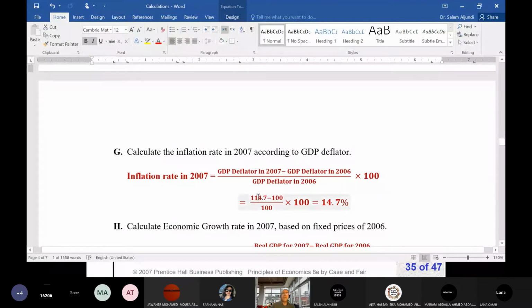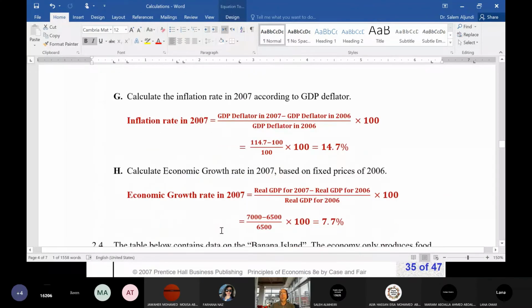Okay, what is the GDP deflator in 2007? 114.7. What is the GDP deflator in the previous year? 100. Times 100, it's equal to 14.7. So the prices averagely increased by 14.7%. Okay, let's go to the last one.